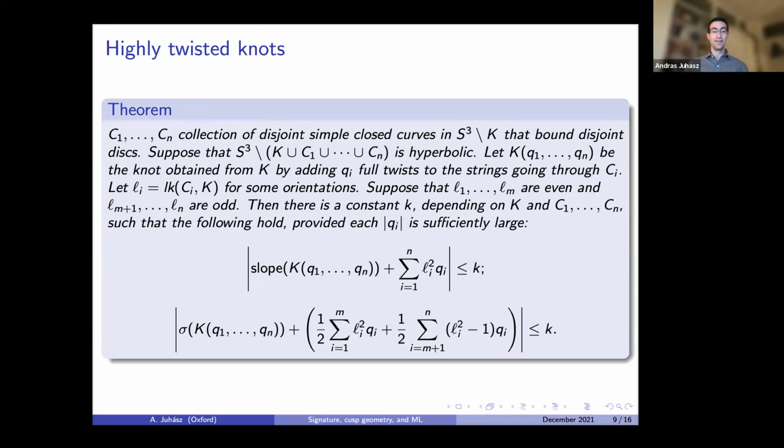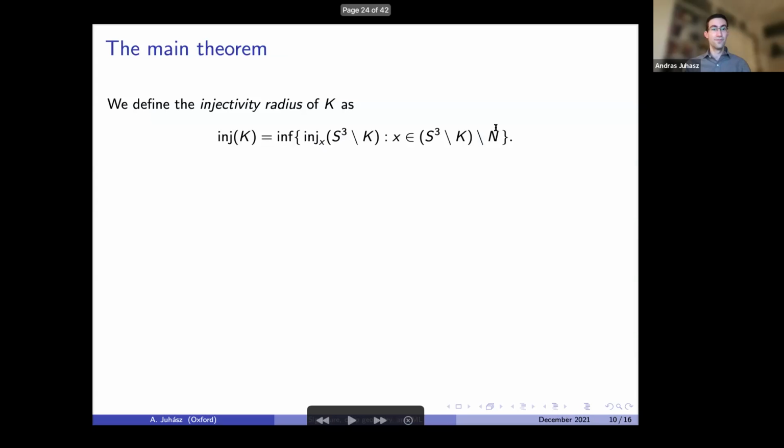And on the other hand, the signature changes by a slightly different quantity, which is shown here, where you have to take into account whether your linking number is even or odd. And so this allows one to construct knots where you introduce many twists, and the difference between the signature and the slope will not be bounded by the volume, because if you do this twisting, the volume doesn't change, let's say it remains bounded.